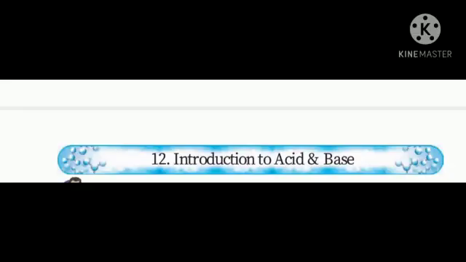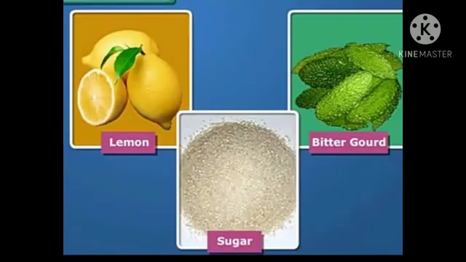Chapter number 12, and the chapter name is Introduction to Acid and Base. We consume many food items in our daily life, for example, lemon, bitter gourd, sugar, etc. Do all items taste similarly? No, all items do not taste similarly because some taste sour, some bitter, and some sweet.